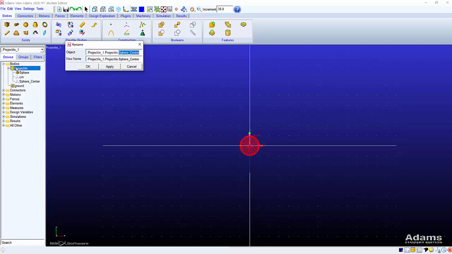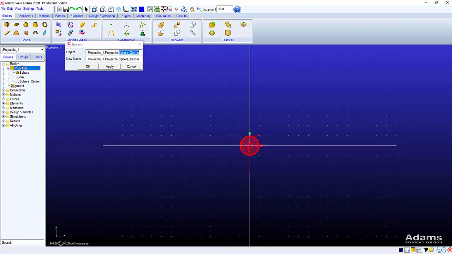So if you look at this, under projectile, you have sphere, center of mass, and sphere center. This sphere center, which, as you can see, the icon appears as a marker, belongs to the projectile, and the projectile belongs to Projectile 1, which is our model. This is called the hierarchy. This sphere center is owned by this body. This sphere graphics is owned by this body.